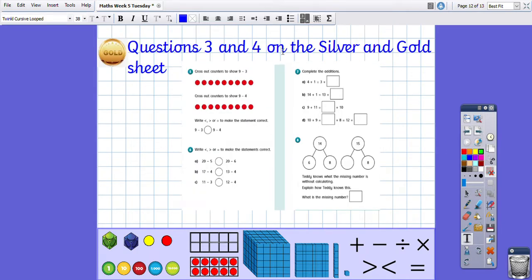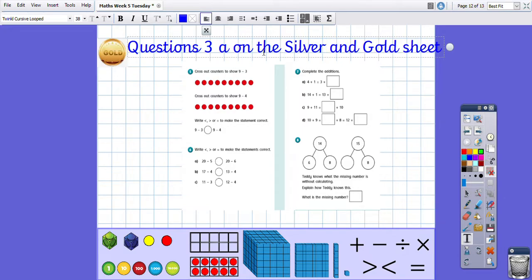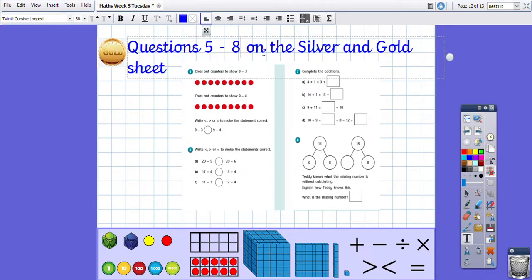And gold, again, just like yesterday, Miss French hasn't been paying attention, has she? You are doing questions 5 to 8 on the silver and gold sheet. So you've got to cross out counters to show 9 take away 3 and 9 take away 4, and then use the correct greater than, less than, or equal sign. You've also got to choose the greater than, less than, or equal sign to make these correct, complete the additions, and have a look at some part whole models.